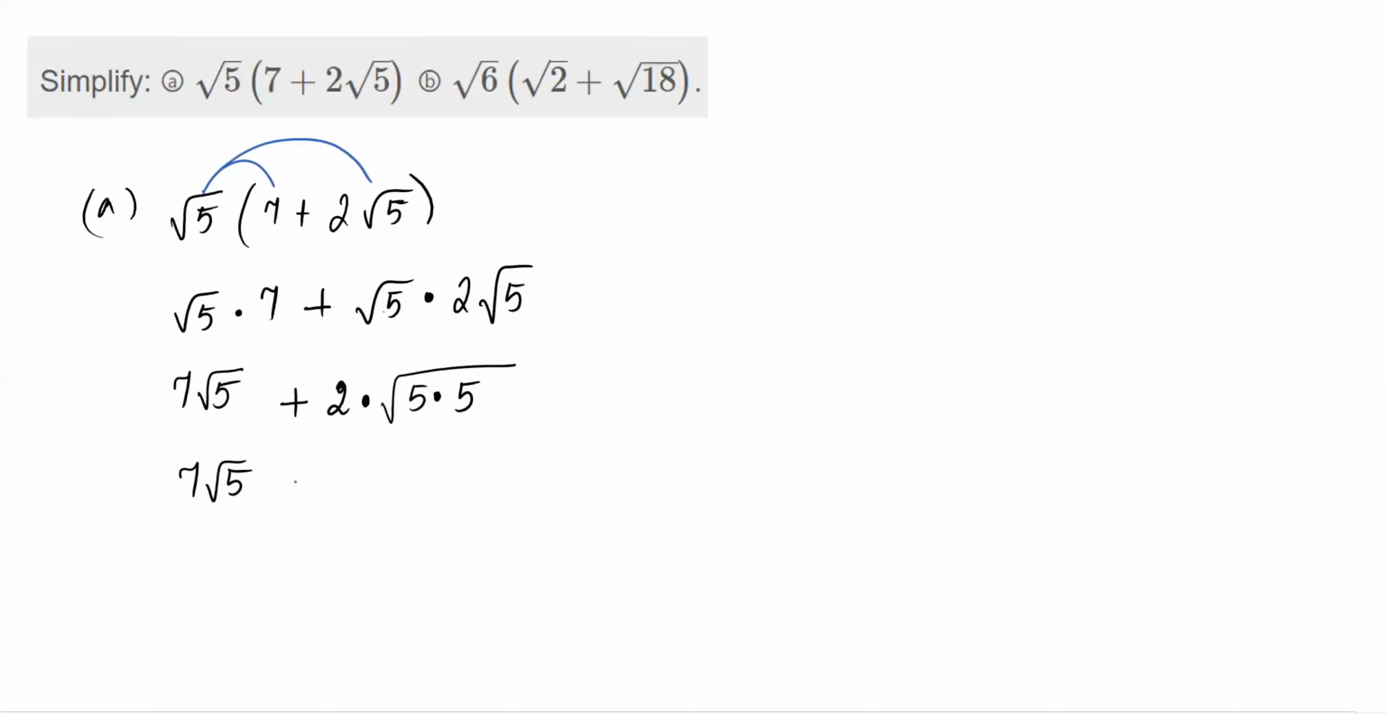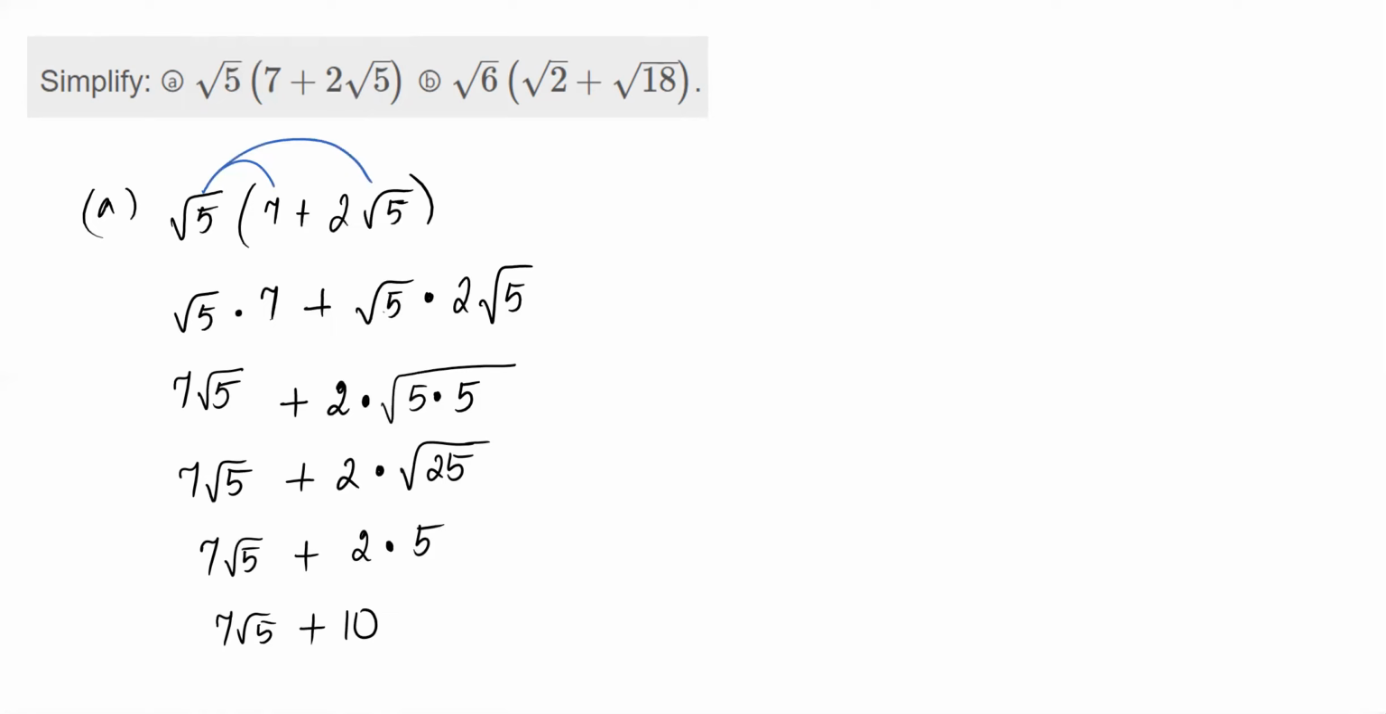7 root 5 plus 2 times square root of 25. 5 times 5. That's really nice because 25 is a perfect root. So 2 times 5. So 7 root 5 plus 2 times 5 is 10. And there's really no radical here. They are not like terms. And so we just box this as the final answer. Again, this is a good time for you to pause and try part B.